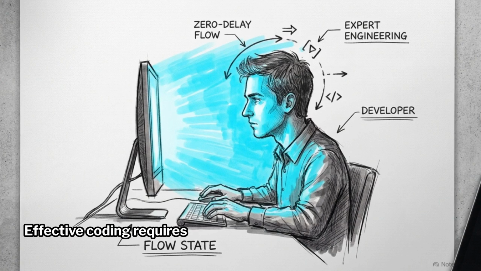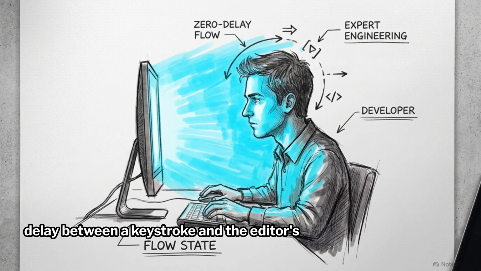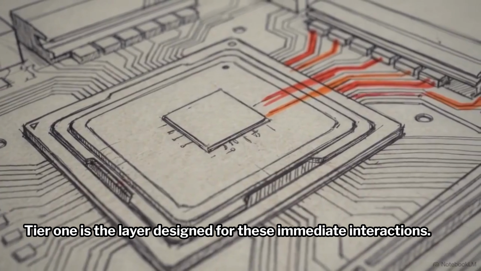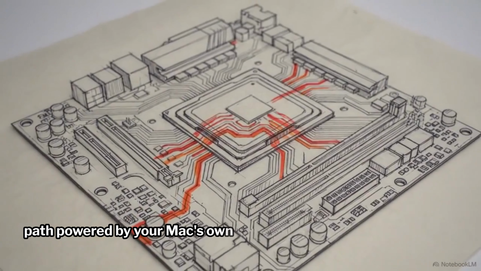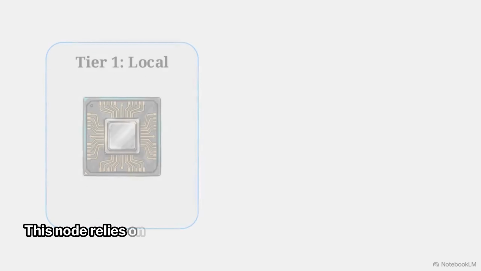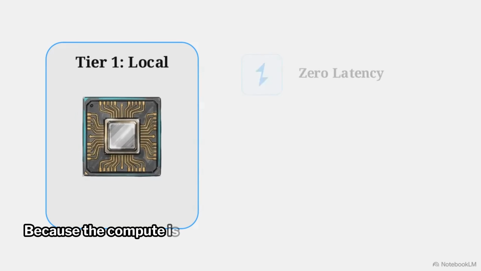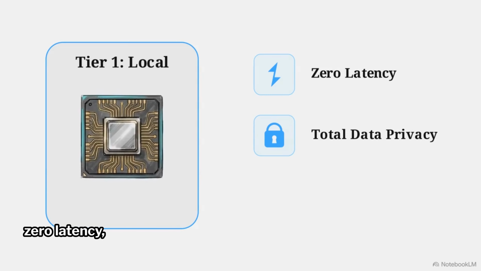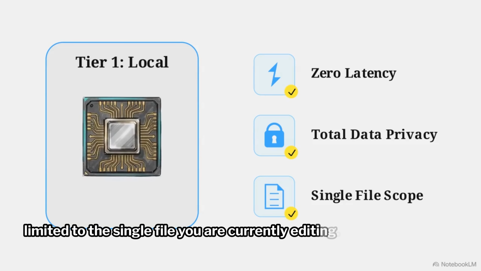Effective coding requires a flow state, where there is no perceptible delay between a keystroke and the editor's response. Tier 1 is the layer designed for these immediate interactions. It is a purely on-device execution path powered by your Mac's own silicon. This node relies on the Apple Silicon Neural Engine to handle inference requests without sending data over a network. Because the compute is local, it offers three specific guarantees: zero latency, total data privacy, and a scope limited to the single file you are currently editing.